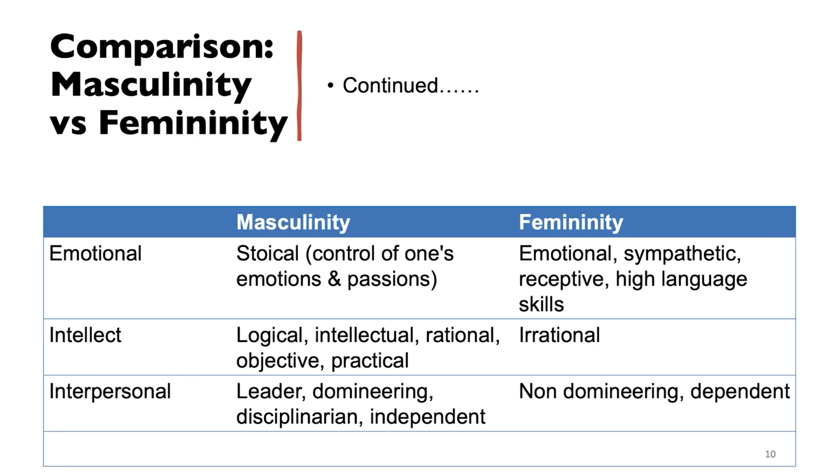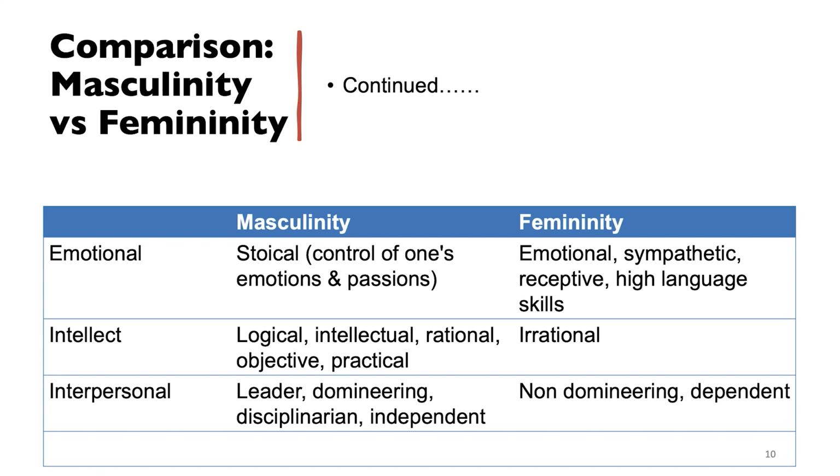So, emotionally, the male is supposed to control his emotions and his passions. He's not supposed to express them. But the female should be emotional, should be sympathetic, receptive, and should have high language skills.